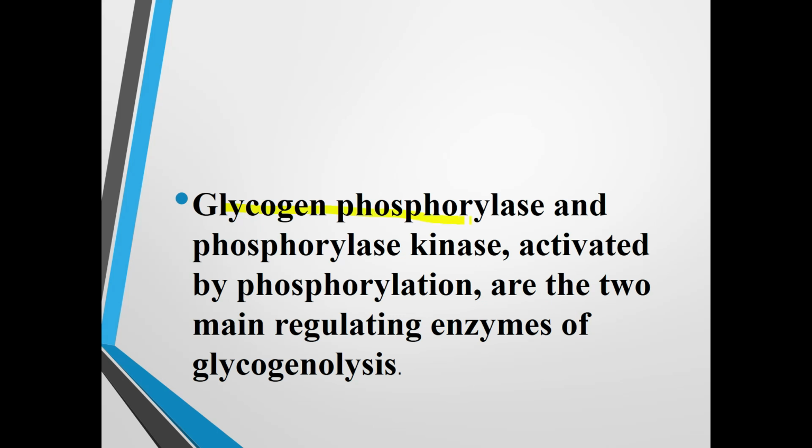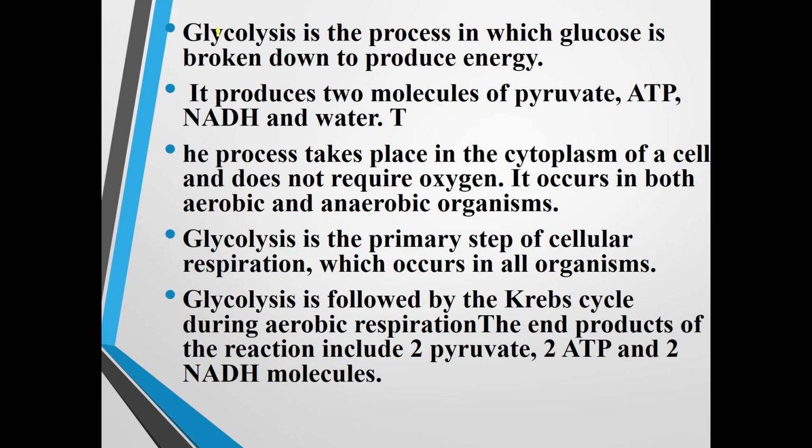Glycogen phosphorylase and phosphorylase kinase, activated by phosphorylation, are the two main regulating enzymes of glycogenolysis. Then what is glycolysis? It is a process in which glucose is broken down to produce energy.